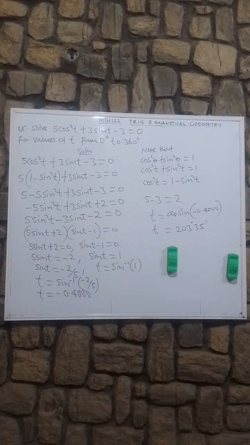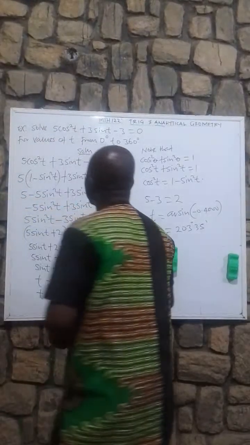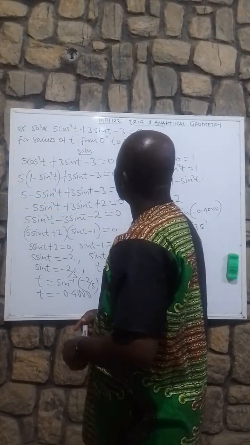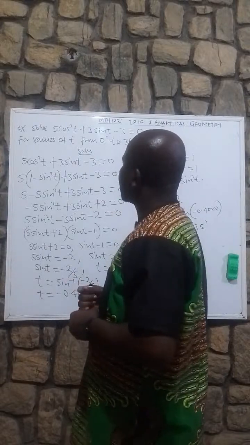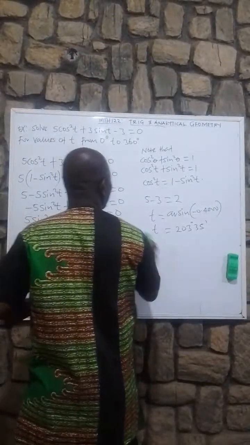Okay, so far so good. This is where we are going to stop for identities. So let's move to consider special angles.